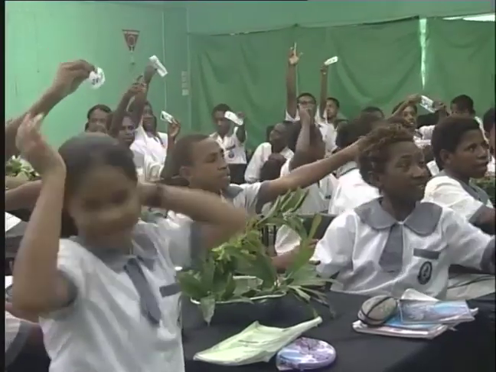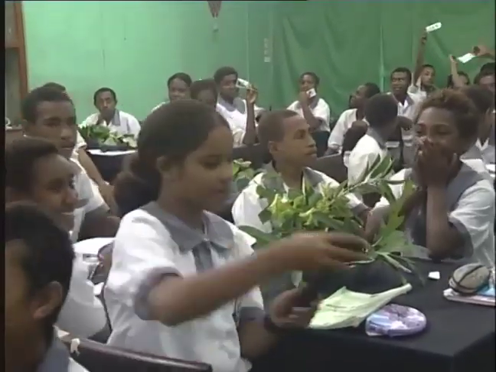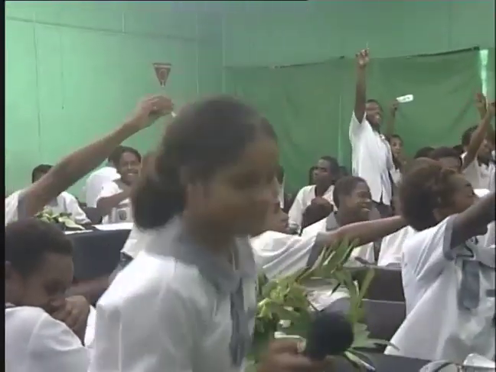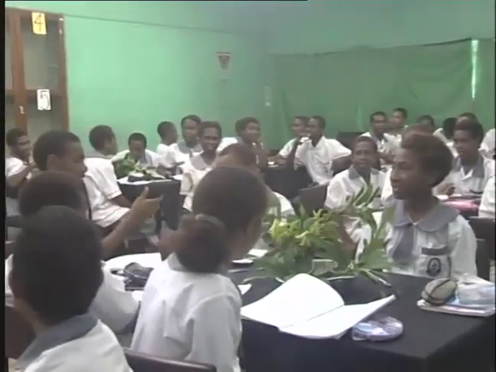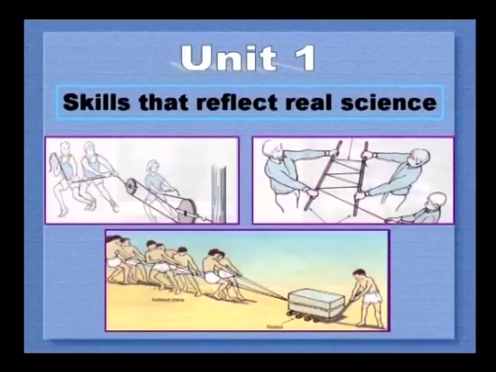Good. Let's have Teresa. Maybe we get it correct this time. Sorting properties. Okay, good try. Teresa is giving us once again another activity. JJ? Skills that reflect real science. Very good. Skills that reflect real science. It has been with us for the last 13 lessons.